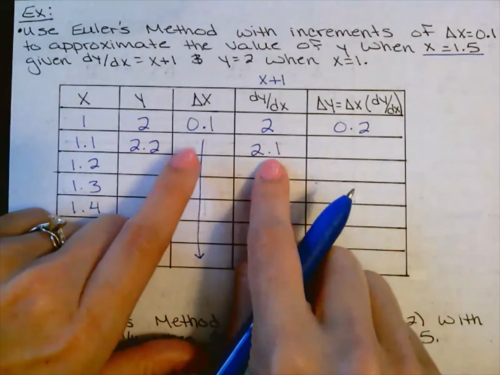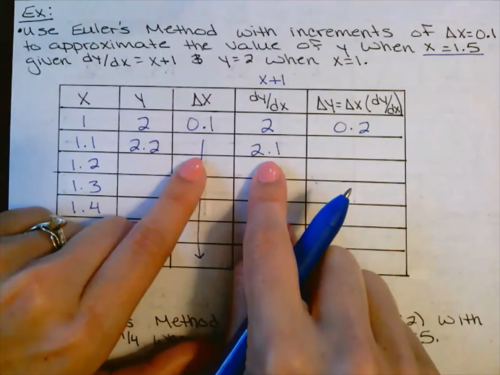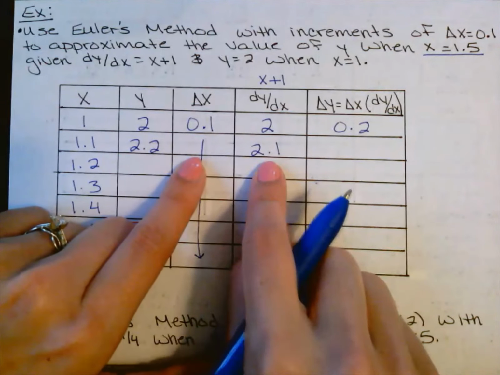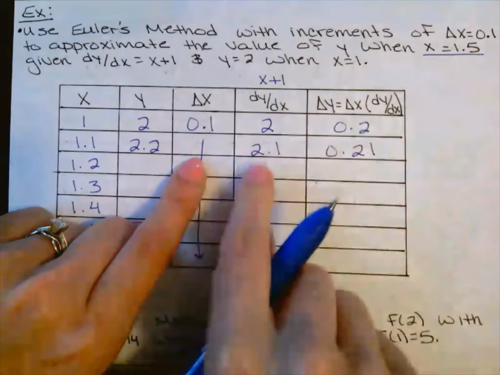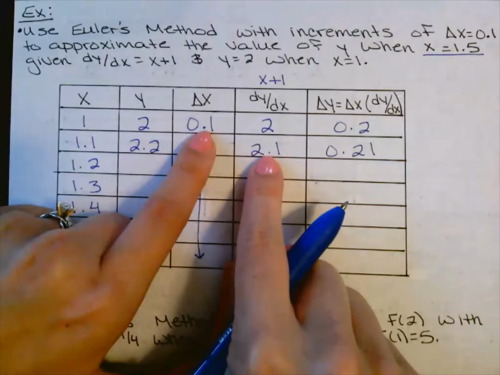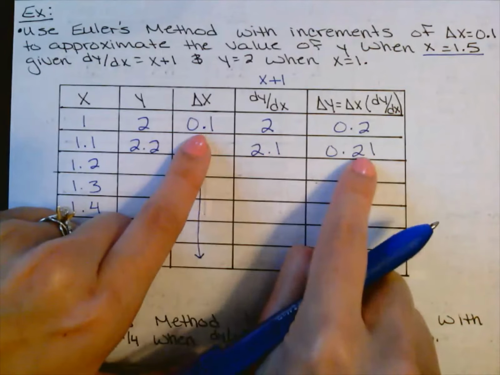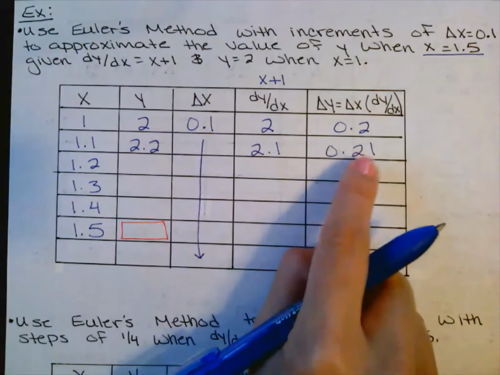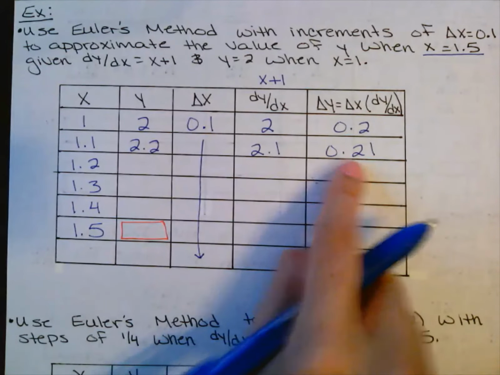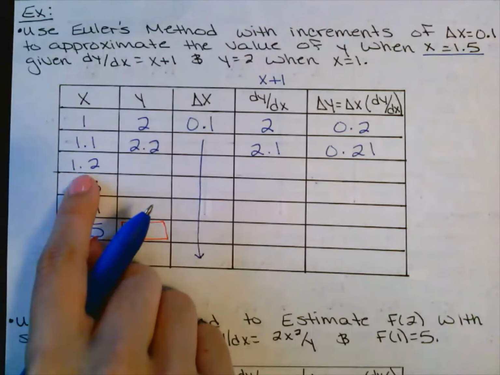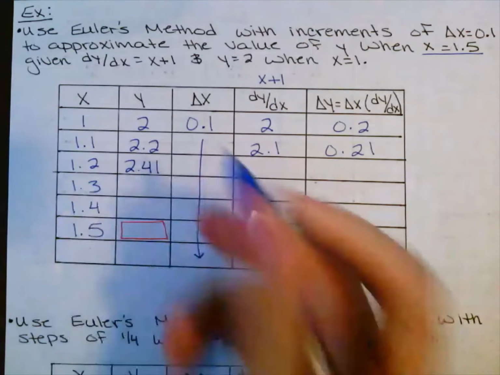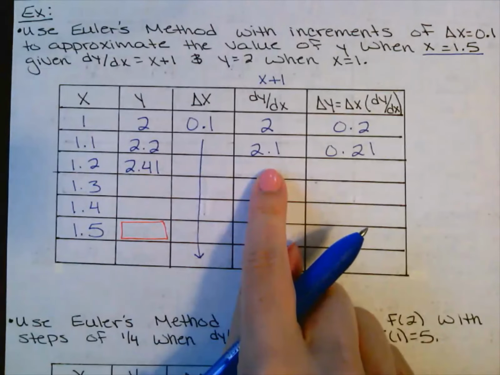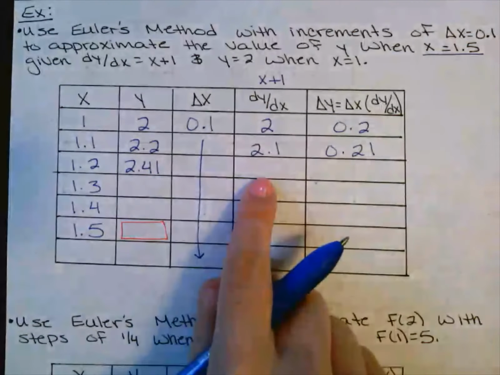Now for delta y, multiply these two. 0.1 times 2.1 is going to be 0.21. We multiply this by 1, but now there's one decimal point and another, so we have a total of 2, okay? My change in y is 0.21. We add that to 1.2, and we get 2.41.